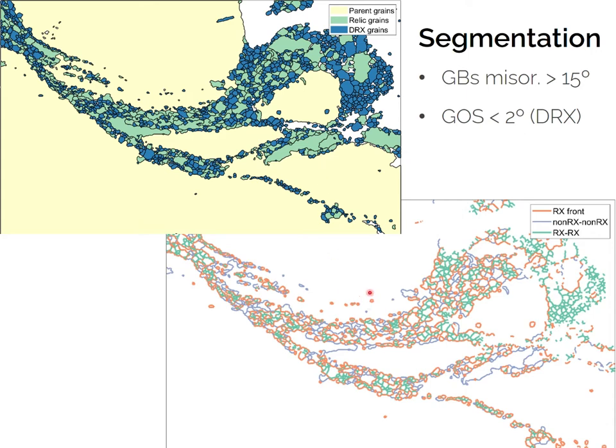When the grain segmentation is done, we also proceed to segment the different grain boundary types into those that bring the recrystallized material into contact, illustrated in green, those that bring the recrystallized and the substructured material into contact, that is the recrystallization front, here represented in orange, and some intragranular grain boundaries in the substructured material in blue.